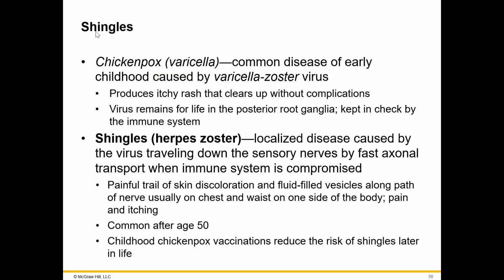Chickenpox. Chickenpox, or varicella, is a common disease of early childhood caused by the varicella zoster virus. It produces an itchy rash that clears up without complications. The virus remains for life in the posterior root ganglia, and it is kept in check by the immune system.